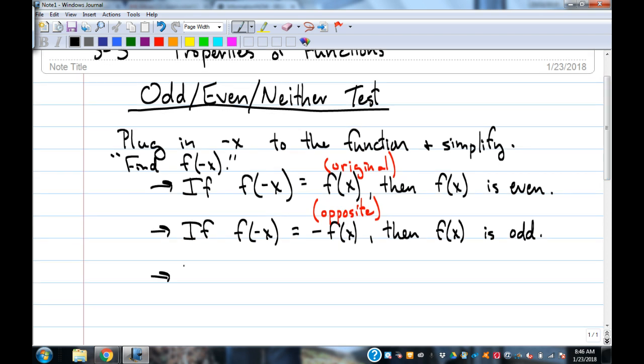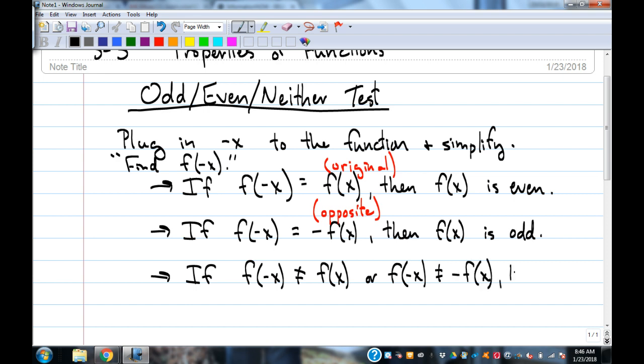If f of negative x does not equal f of x, or f of negative x does not equal negative f of x, then f of x is neither odd nor even. Okay. So if it doesn't fit one of these cases, it's neither.